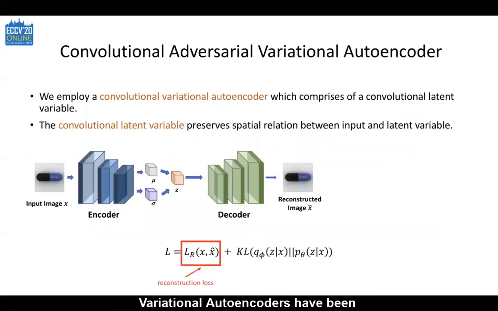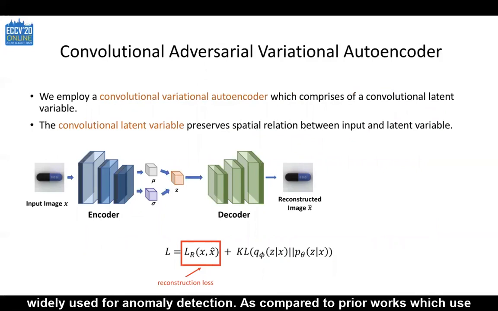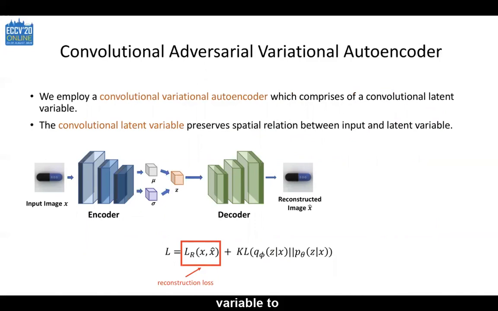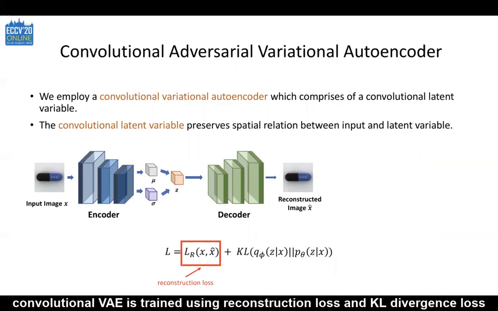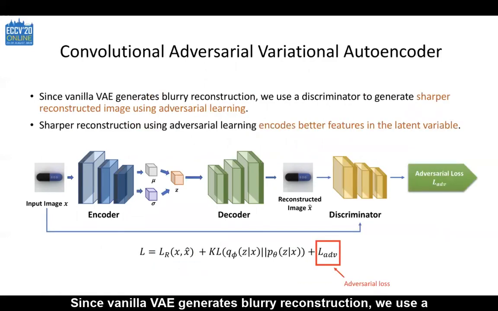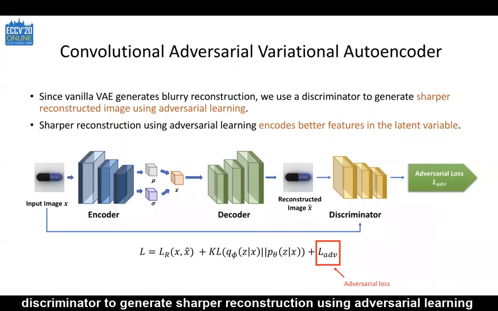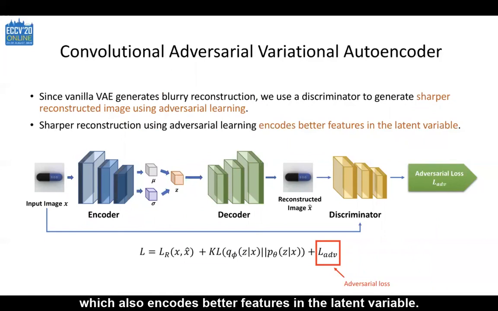Variational autoencoders have been widely used for anomaly detection. As compared to prior works, which use a flattened latent variable, we employ a convolutional variational autoencoder with a convolutional latent variable to preserve the spatial relation between the input and latent variable. Our convolutional VAE is trained using reconstruction loss and KL divergence loss. Since vanilla VAE generates blurry reconstruction, we use a discriminator to generate sharper reconstruction using adversarial learning, which also encodes better features in the latent variable.